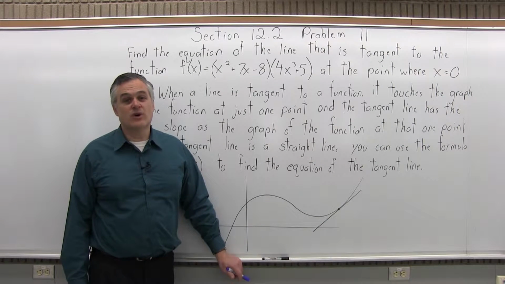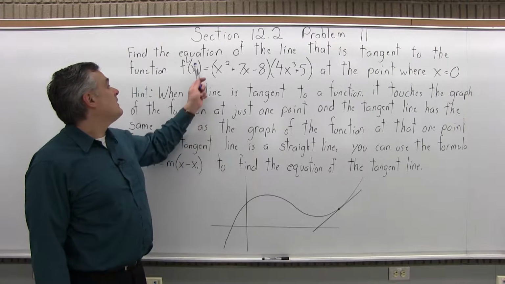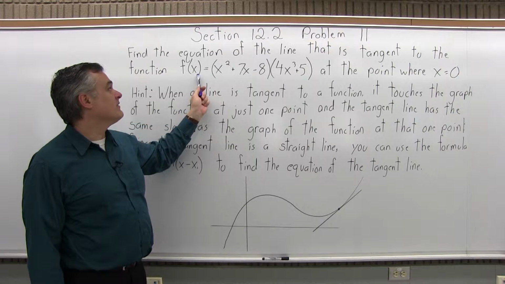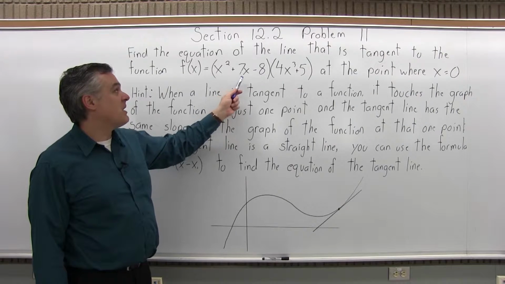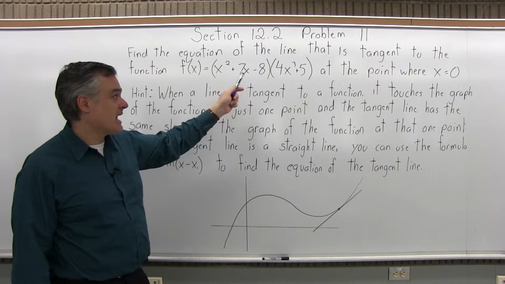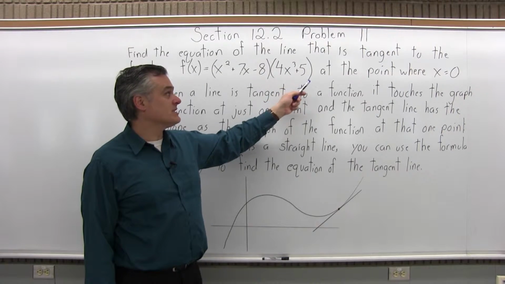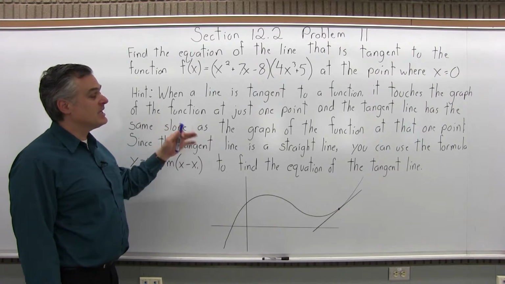This is Section 12.2, Problem number 11. It says, find the equation of the line that is tangent to the function f of x equals (x squared plus 7x minus 8) times (4x to the third power plus 5) at the point where x equals 0. And then there's a big hint that goes with this.